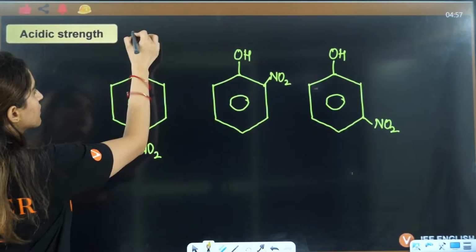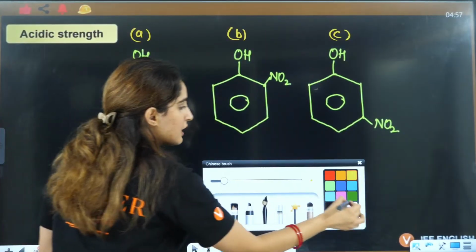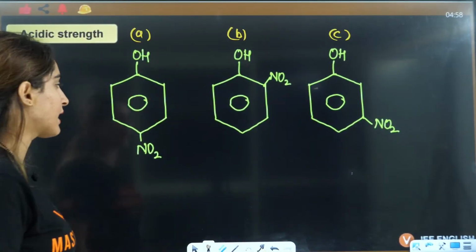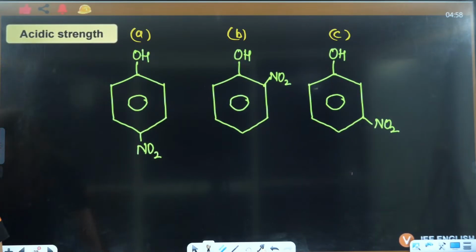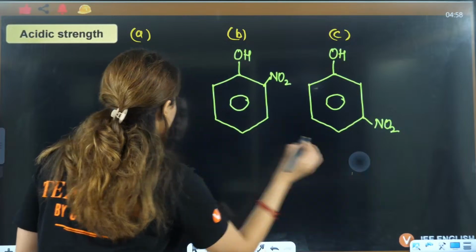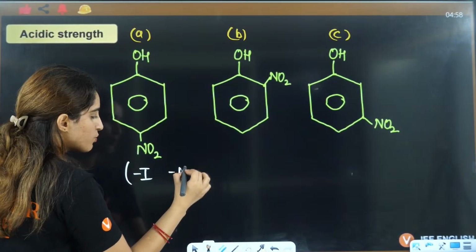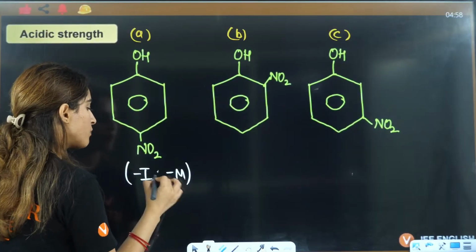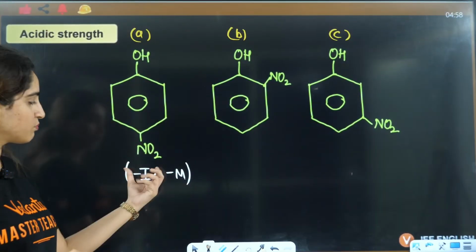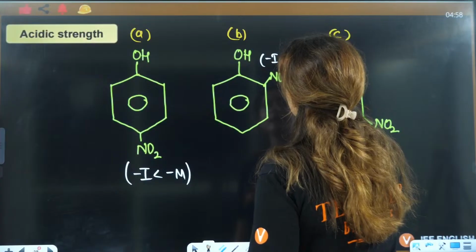Okay, next question here. This is A, this is B, and this is C. Now a very famous question this is, right? So NO2 group at different positions you have, right everybody? So let's see what you are going to do. At para position you will have minus I and minus M also. Obviously minus M will be more dominating, but both are withdrawing only, right? So here also you have minus I and minus M.